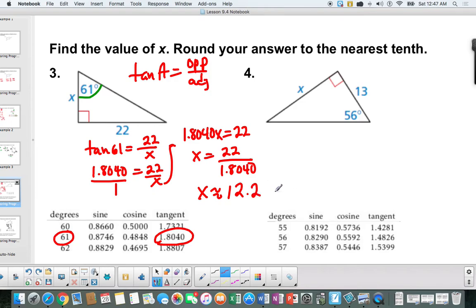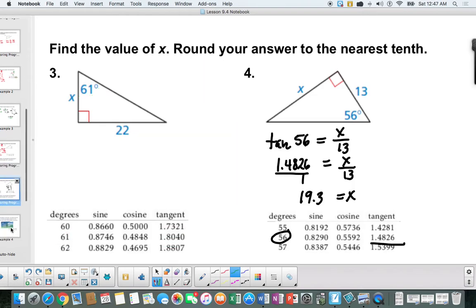All right, again, tomorrow most of us are going to be able to do this. We're going to set up the proportion, and then we're going to let the calculator do the rest of our work. All right, go ahead and stop the screencast and try number 4 on your own. And here's the answer.